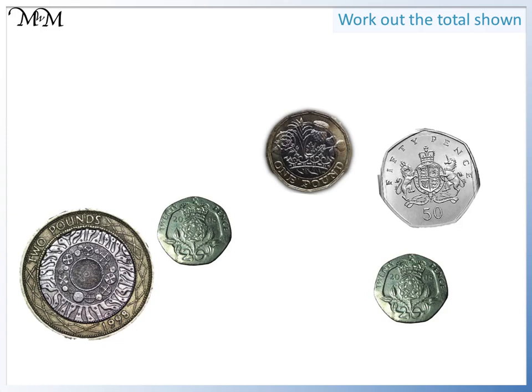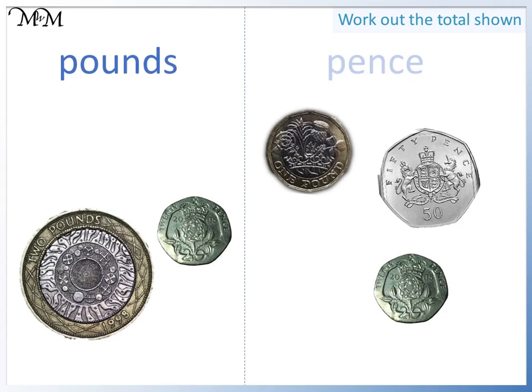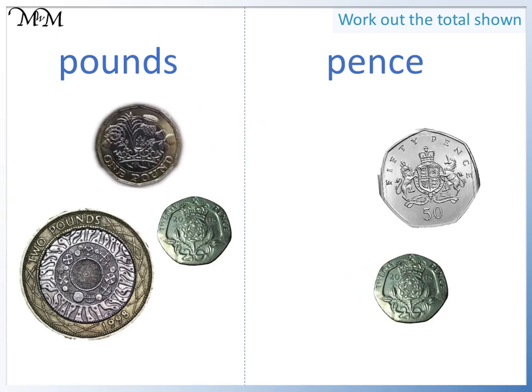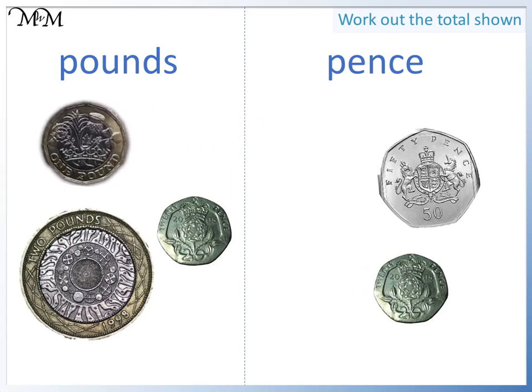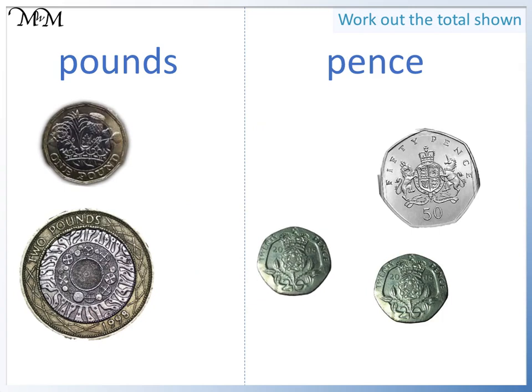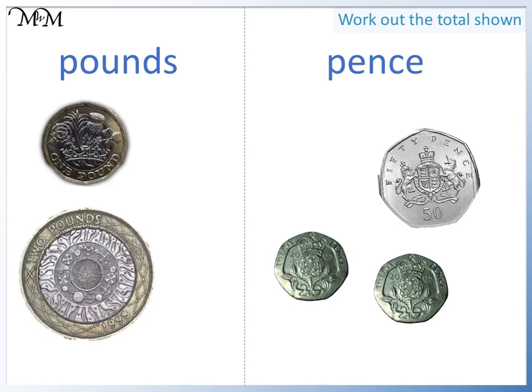Here we are asked to work out the total. We'll start by dividing the coins into pounds and pence. So we'll move the £1 coin over to the pounds, and we'll move the 20p coin over to the pence. First we'll count the pounds. We have 2 plus 1, which equals £3.